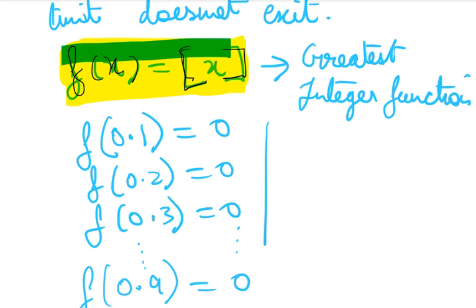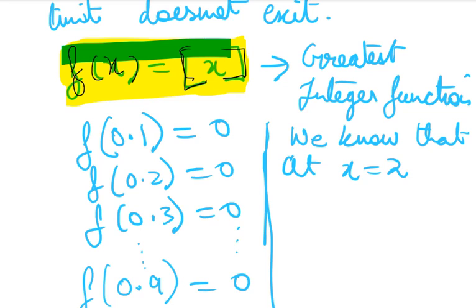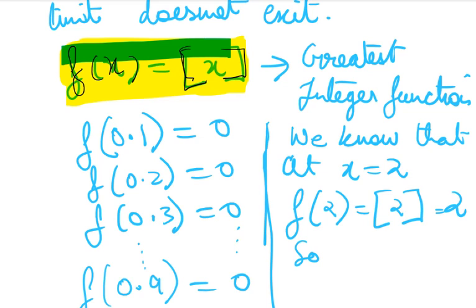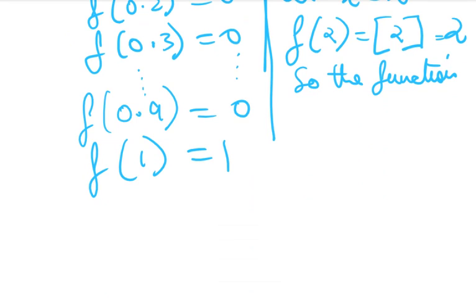Let's do with the blue one. Say we know that at x equal to 2, f of 2 is equal to box of 2, that is 2. So the function exists. Function exists. Now look at this. Now let's find the limit of the function.